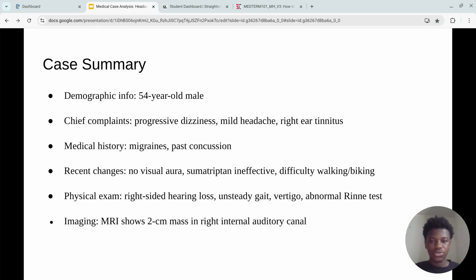When his physical examination was performed, there was right-sided hearing loss and unsteady walking/gait. He had vertigo, which is dizziness, and an abnormal Rinne test, which tests his hearing. Additionally, imaging was conducted, and an MRI showed a 2 centimeter mass in his right internal auditory canal. So as you can see, this person is experiencing a lot of ailments in the right side of his body.